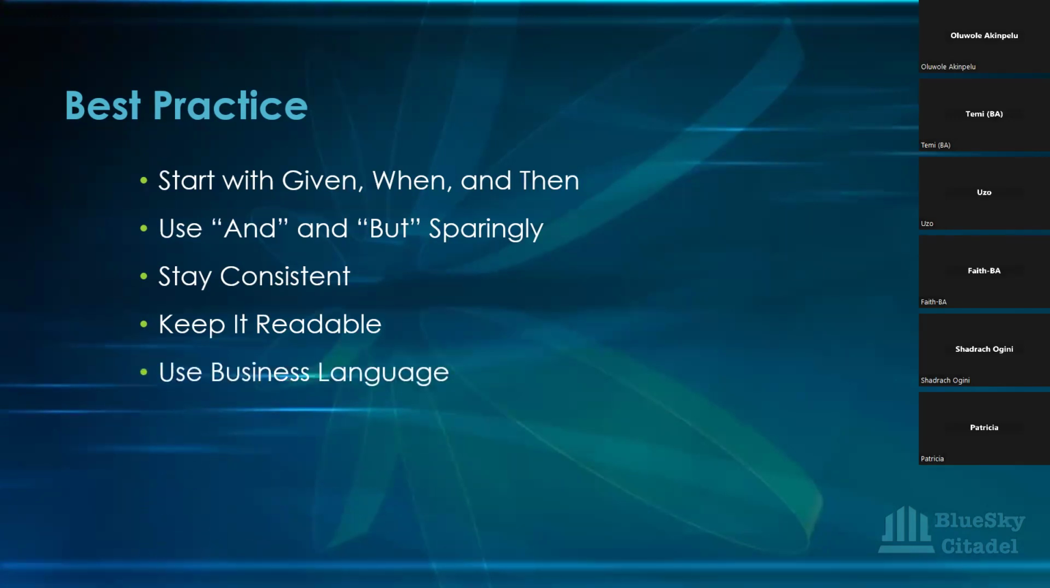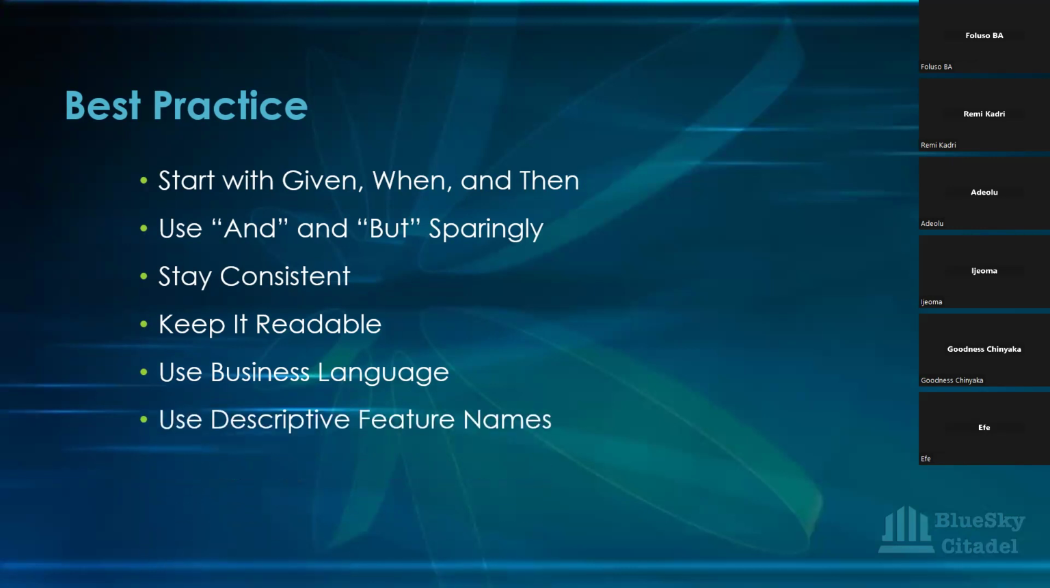And another best practice is to use business language. Write the acceptance criteria in language that the business stakeholders can understand. Avoid using technical jargon, technical terms that are confusing to non-technical team members. Then for your title, use descriptive feature names for your title on the user stories in the PBI. Feature names should be descriptive, concise, and represent a clear aspect of the system's functionality. Avoid using technical jargon.